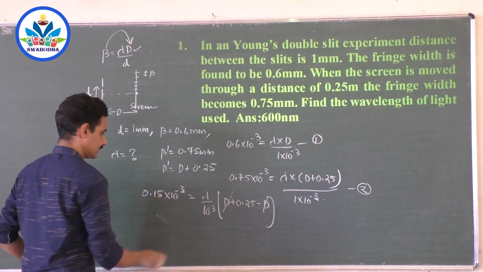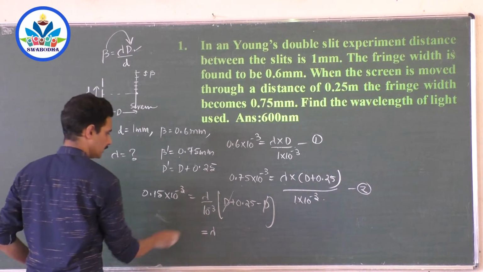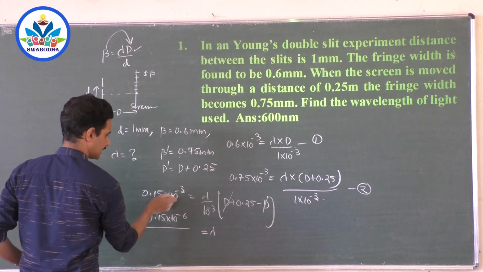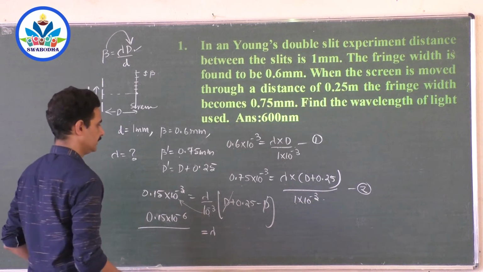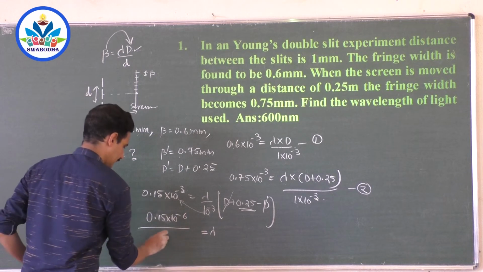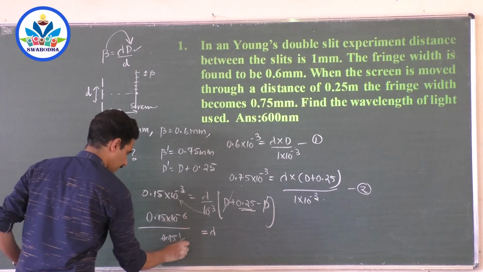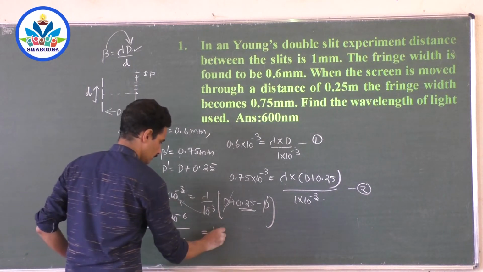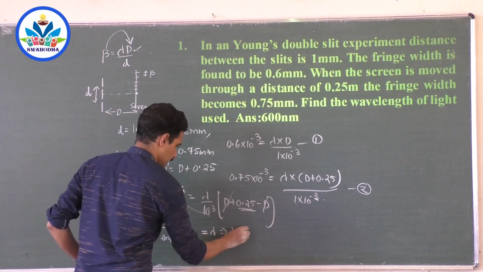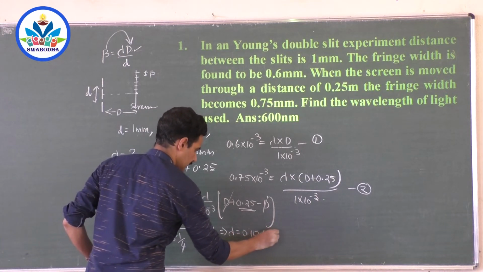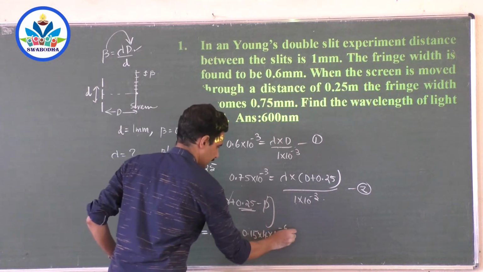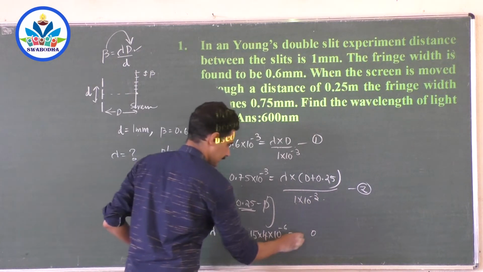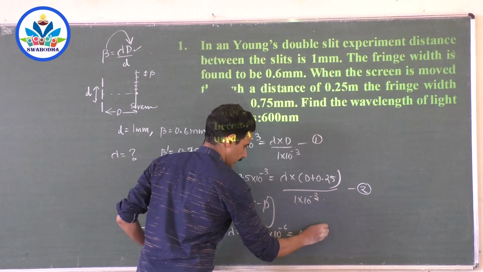D gets cancelled. Only lambda will remain. And if you want to know what is the answer, lambda is equal to, bring this here, 0.15 into 10 to the power minus 6, minus 3, correct? Divided by, here only 0.25 is remaining. So shall I write 0.25 as 1 by 4? 4 comes to the numerator. What you will get? Lambda is equal to 0.15 into 4 into 10 to the power minus 6. That is equal to 4 into 5, 20, 0.60 into 10 to the power minus 6.